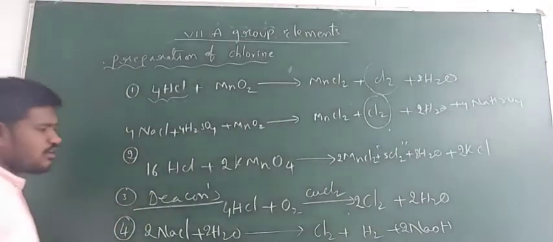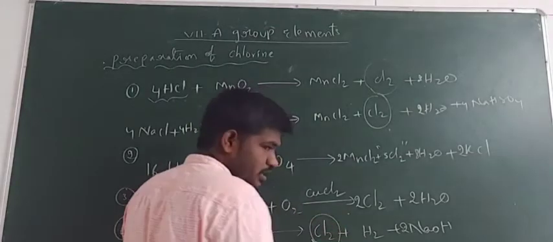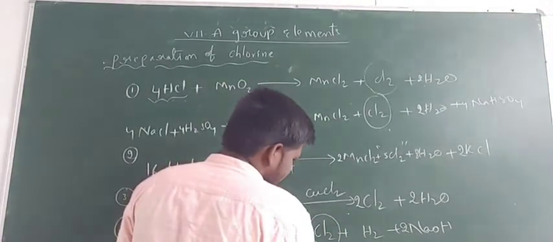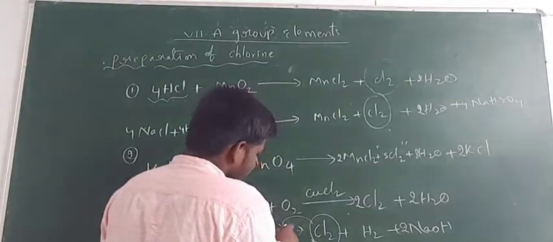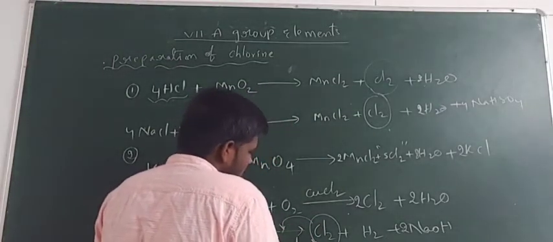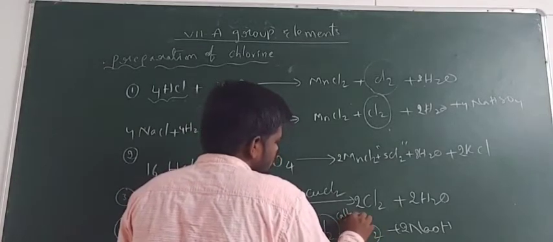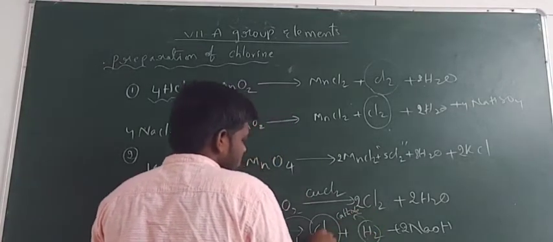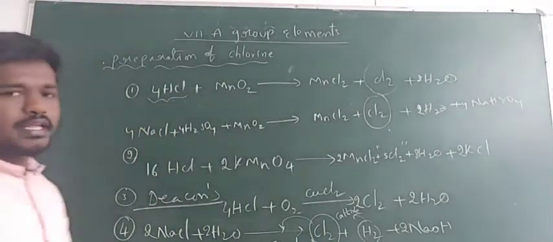So now guys, here Cl2 is generated at the anode, and next one H2 which is generated at the cathode. So this is our desired product here. So this is about the preparation of the chlorine gas.